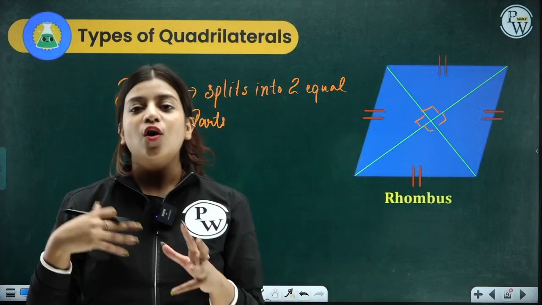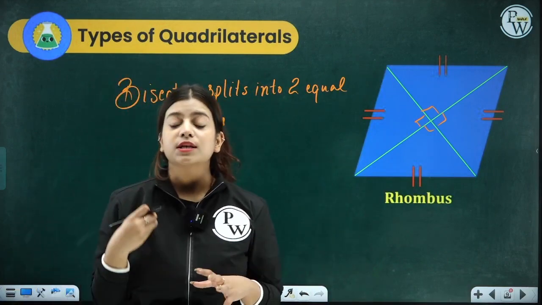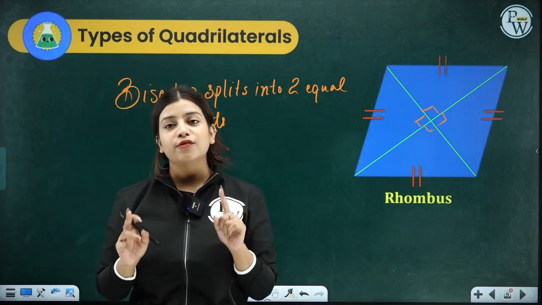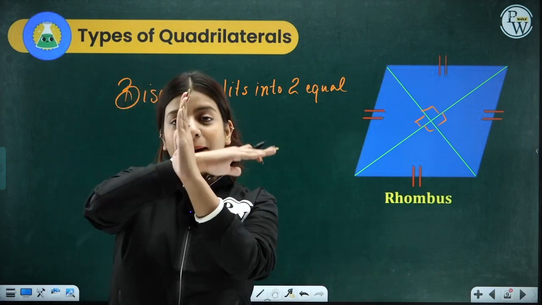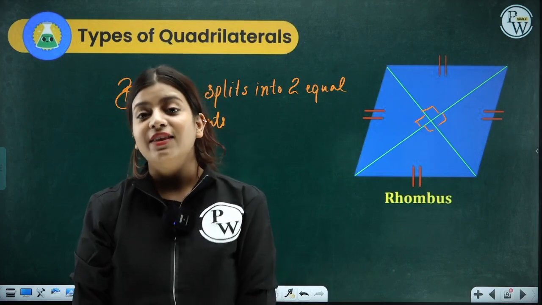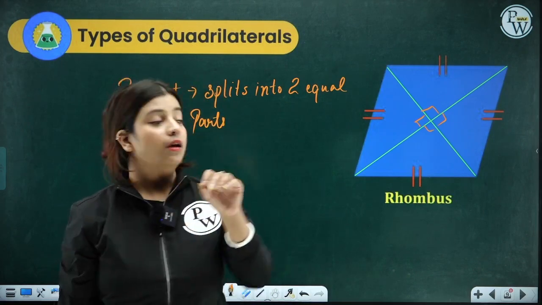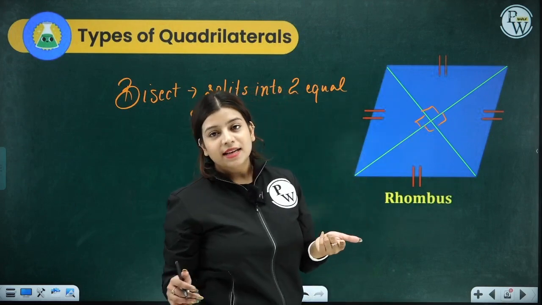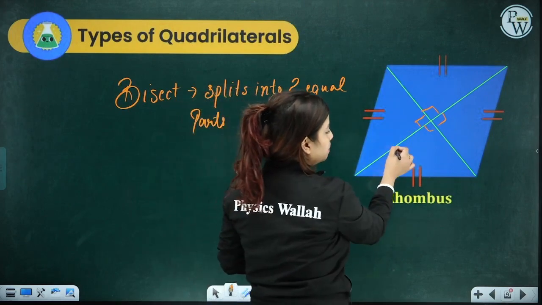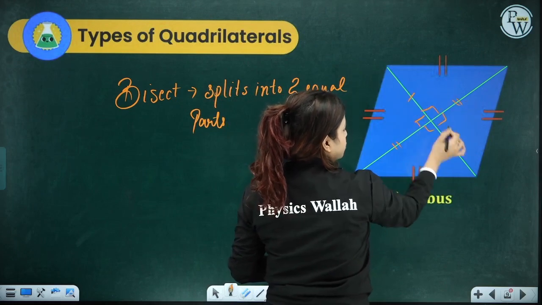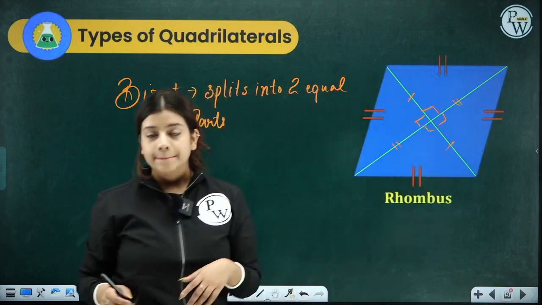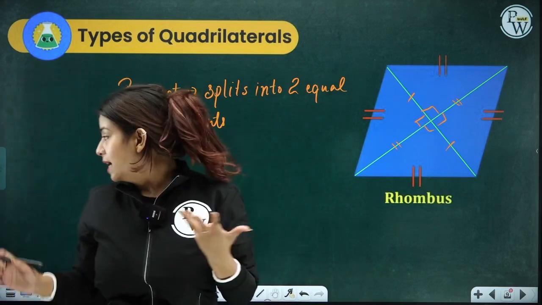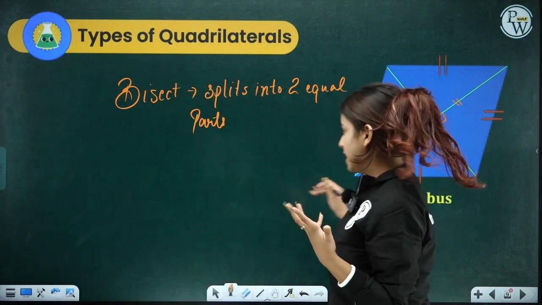So when we talk about a rhombus, this is one of the most important properties of a rhombus: the diagonals of a rhombus first of all bisect each other at 90 degrees. That means wherever they meet, they form an angle of 90 degrees, and secondly they bisect each other. That means they split the diagonals into two equal parts, right? So by this we have different questions that are formed regarding the same concept.